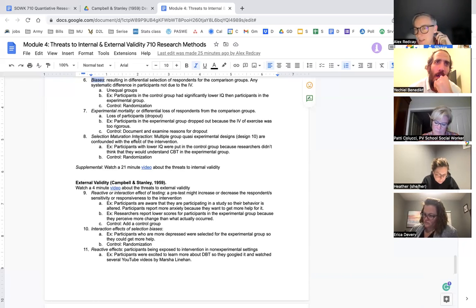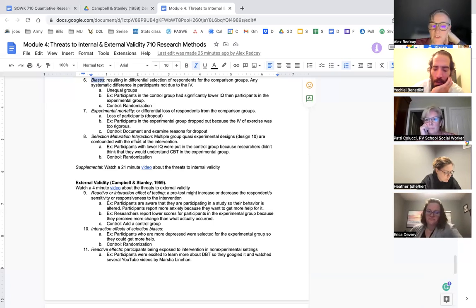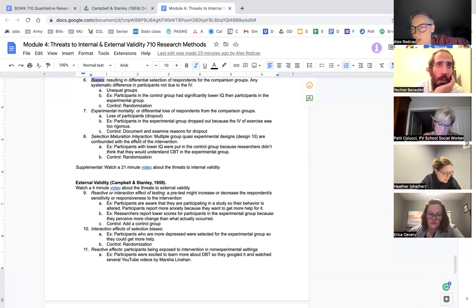The last threat to internal validity is what's called selection-maturation interaction. That would be when you put people in different groups based on their likelihood of getting better. The example here is participants have a lower IQ, so you put them in the control group because you think they won't understand CBT.